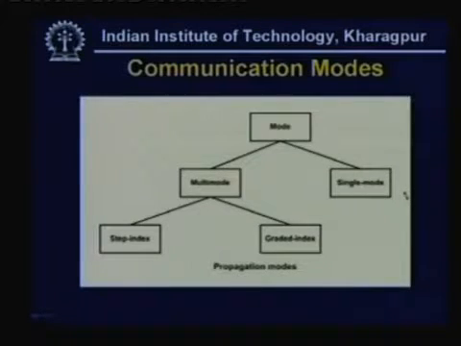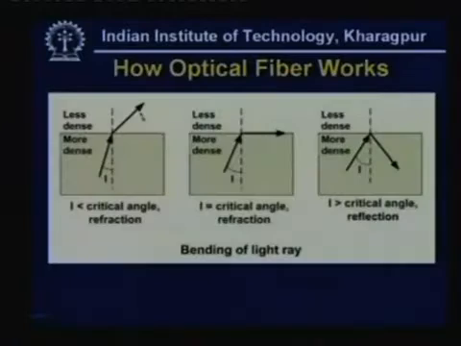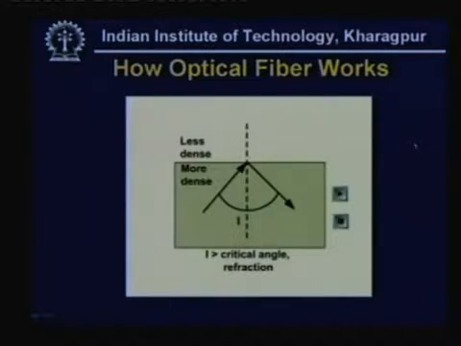Now for the optical fiber, we have seen how light is reflected. Actually here I have shown two mediums. This inner material will be the core material and the outer material will be the cladding material. That will form the two materials, and then total internal reflection will take place and the light will pass using total internal reflection, as we shall see.